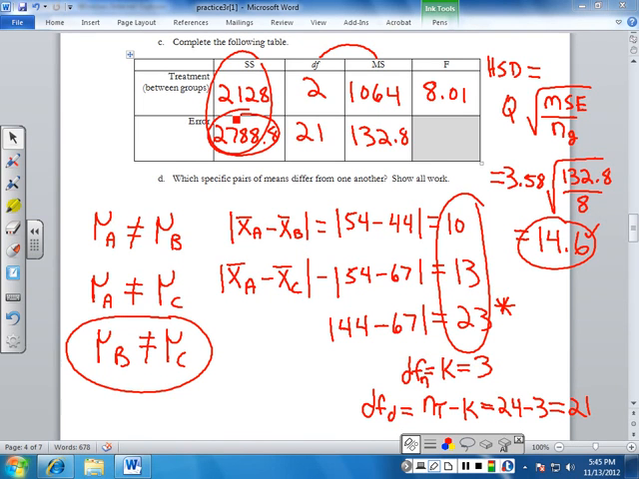The only one that we didn't calculate directly in here, like I said before, if you took all of those 24 numbers, got the deviations of each one from the overall mean, squared those and added them up, it'd be 2788.8. But it's easier to say 132.8 times 21 if you have the other things already.